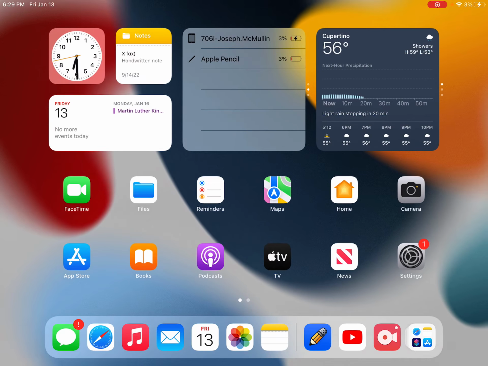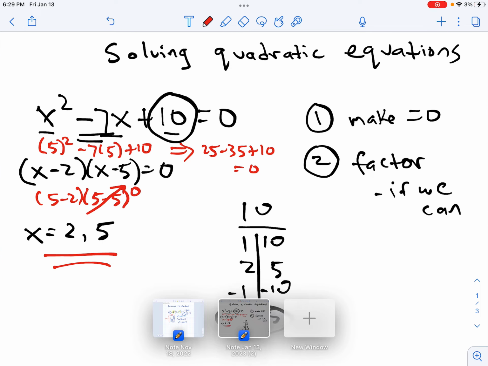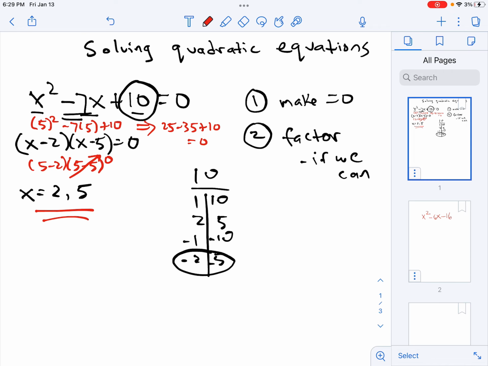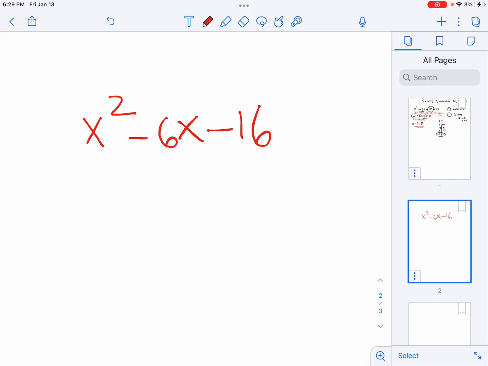Okay, this one is for you to solve now. x squared minus 6x minus 16. Go ahead and give that a go.